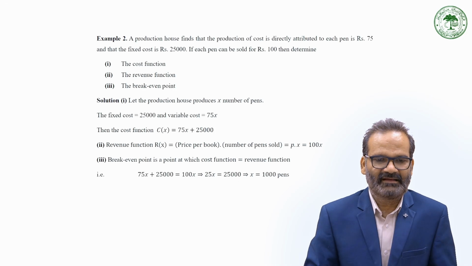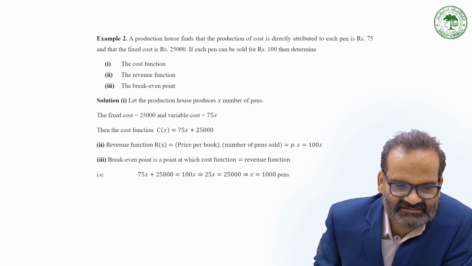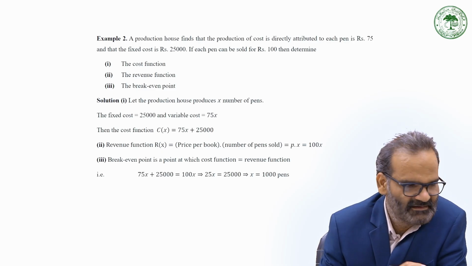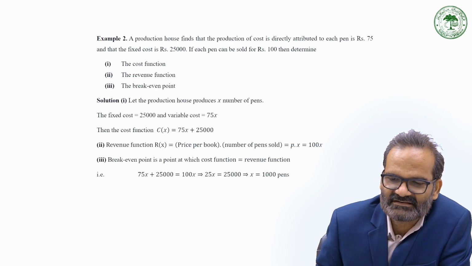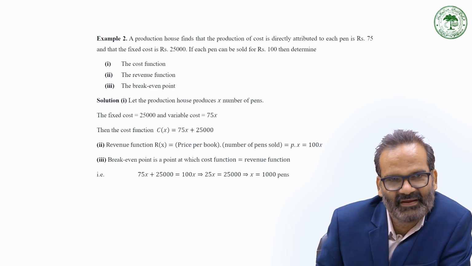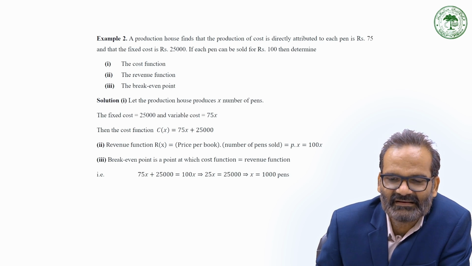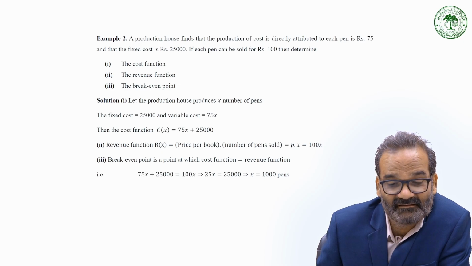So students, welcome again. Let us take another example. This is a very simple case. A production house finds that the cost directly attributed to each pen is rupees 25 and the fixed cost is rupees 25,000. If each pen can be sold for rupees 100, then determine the cost function, the revenue function, and the third thing is the break-even point.